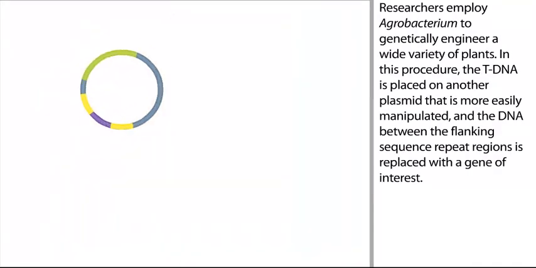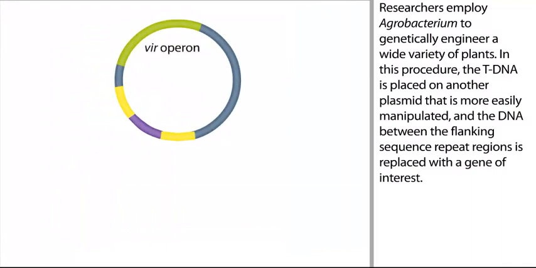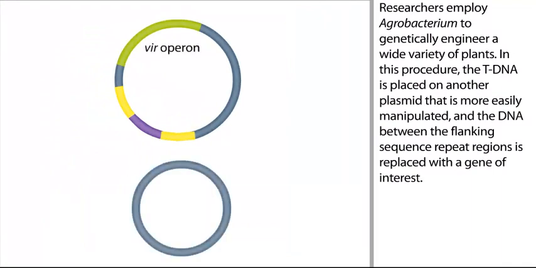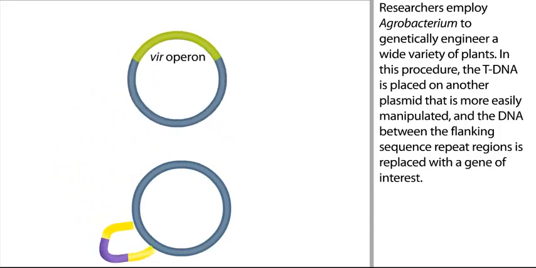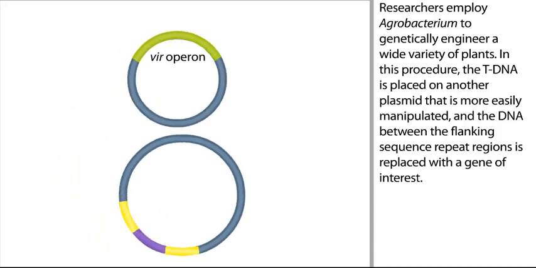Researchers employ Agrobacterium to genetically engineer a wide variety of plants. In this procedure, the tDNA is placed on another plasmid that is more easily manipulated, and the DNA between the flanking sequence repeat regions is replaced with a gene of interest.